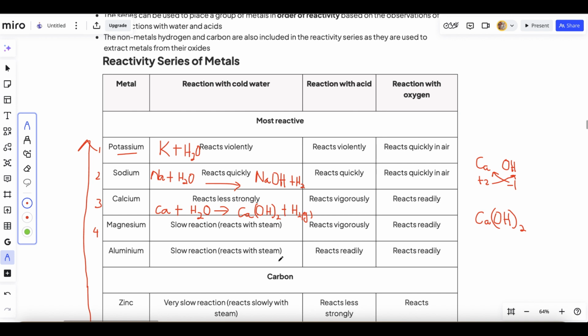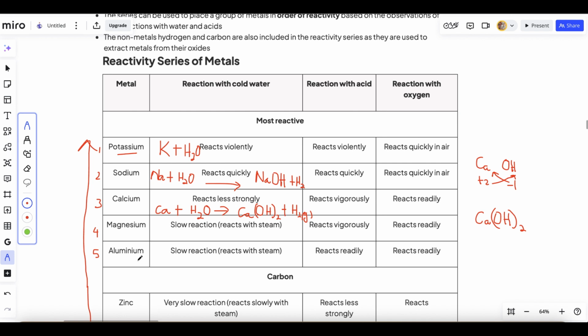Is that okay? Now we go to the next one, which is aluminium. So these are the first 5 in the reactivity series. They are characterized because they can be extracted from their ore using the electrolysis method. These first 5 in the reactivity series can be obtained from their ore in the earth's crust using the electrolysis method. Now we go to aluminium.